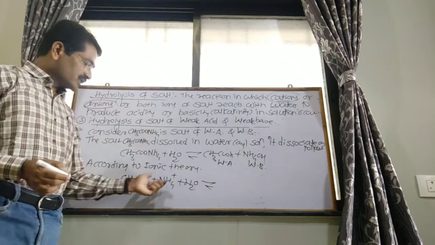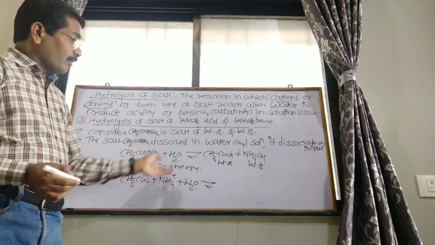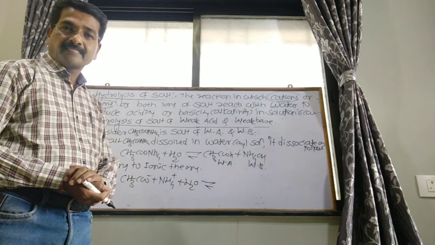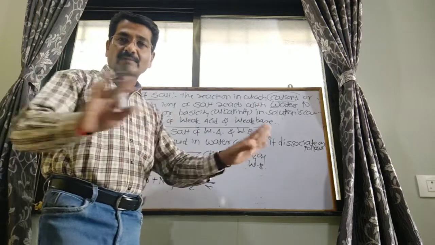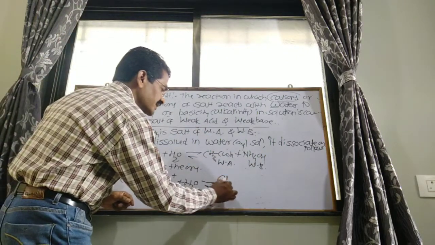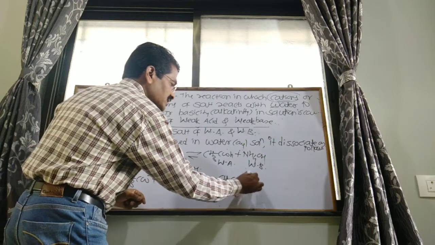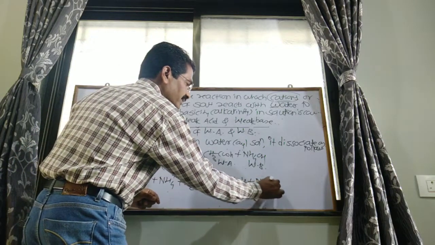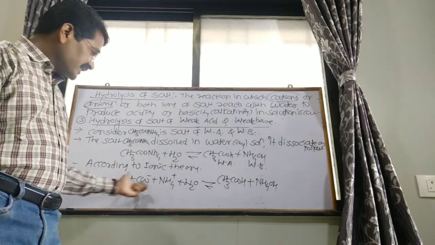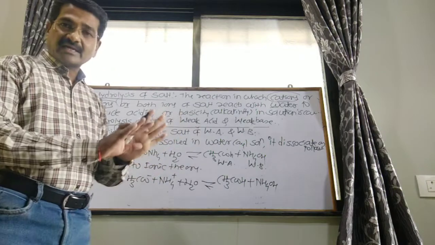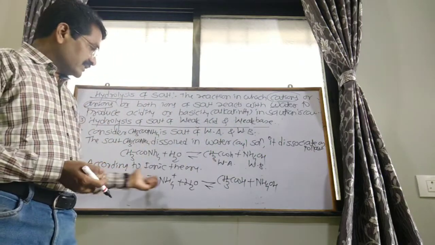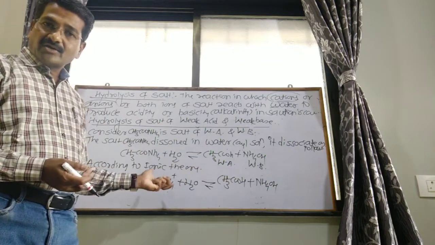This salt gives the cation and anion. But on this side, both are weak electrolytes, weak acid and weak base, so ionic theory cannot be applied. CH3COOH plus NH4OH remains unchanged, as both are weak electrolytes. So in this reaction, on both sides there are not any common ions. We cannot cancel the common ions.